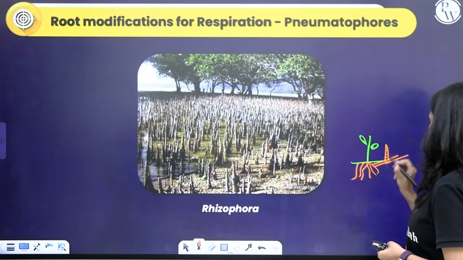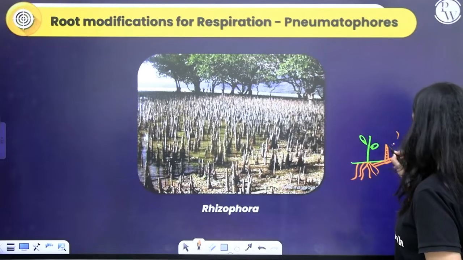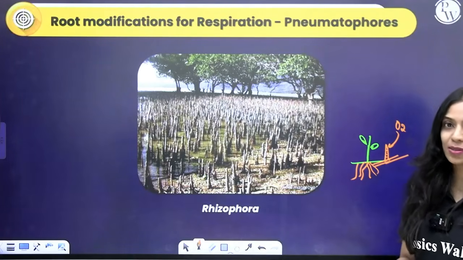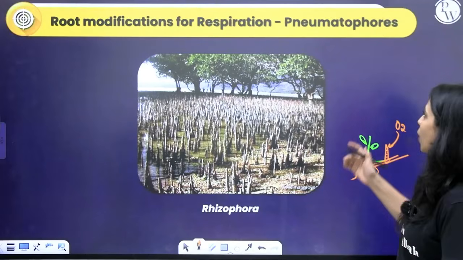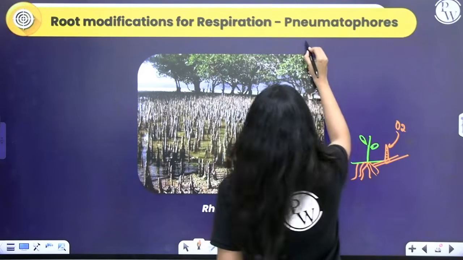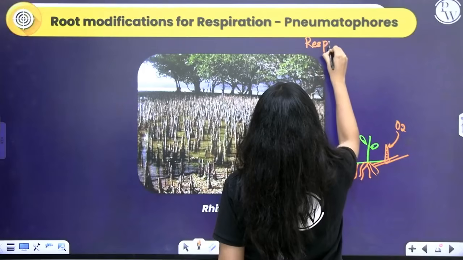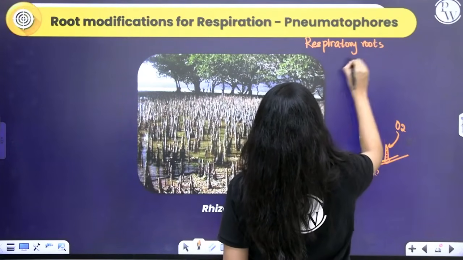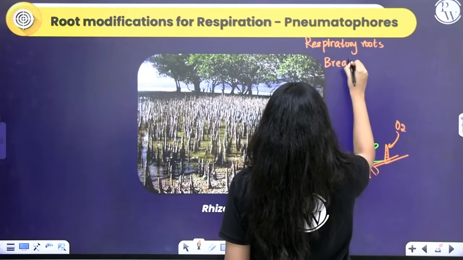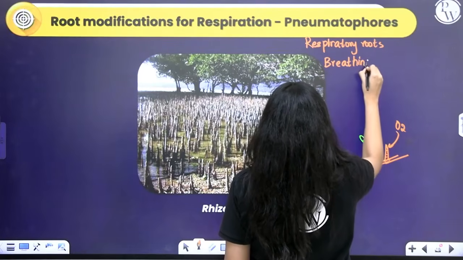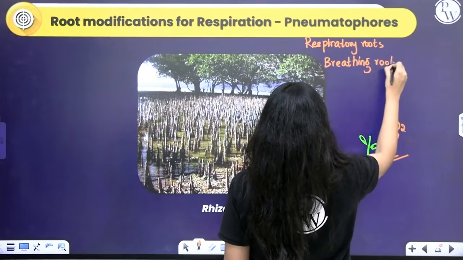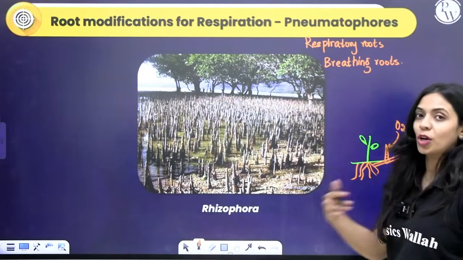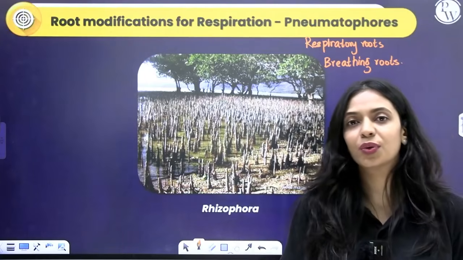They will have pores on their surface. Through those pores, exchange of gases will take place. So it will help in the process of respiration. That's why these are also called respiratory roots or breathing roots. Okay, so they help in the process of exchange of gases in the roots.